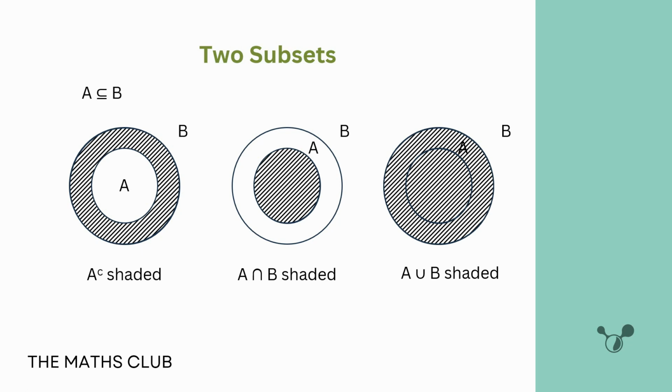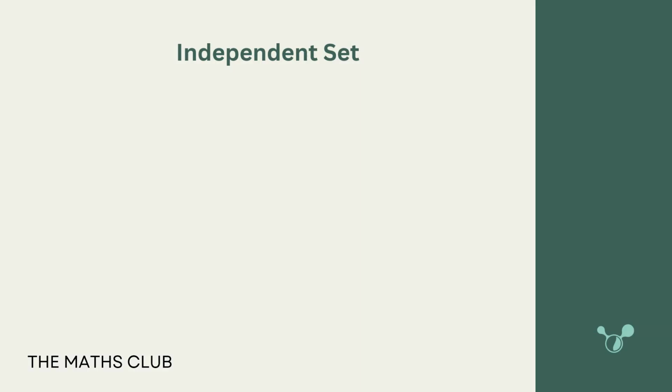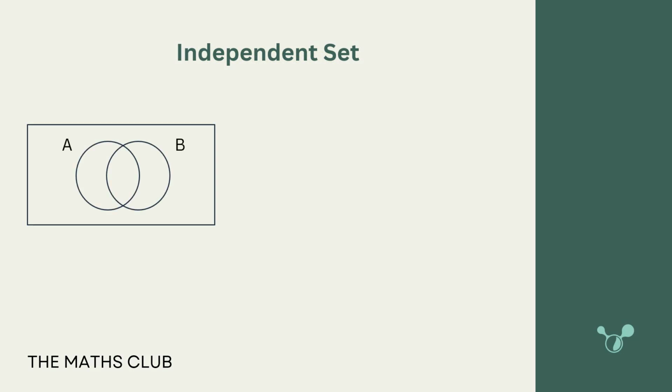Now we have independent sets. We have set A and set B, two independent sets. There is no relation. Before, in that previous one, set A was inside set B, but in this case there are two independent sets. We have set A, we have set B. Then you can see this region where they join. That means there might be some point of intersection between these two, right?